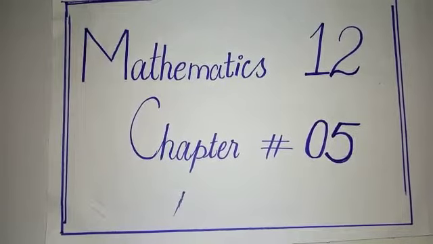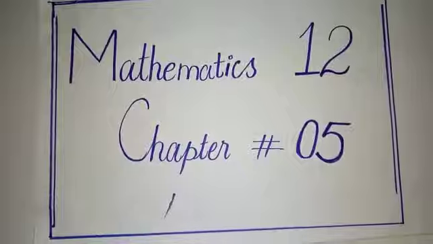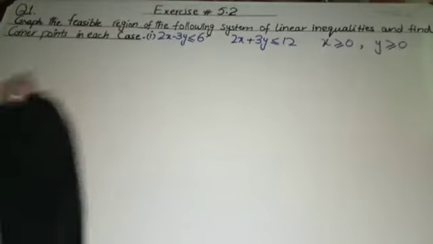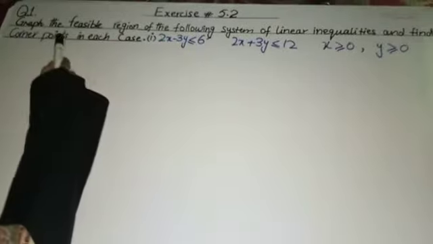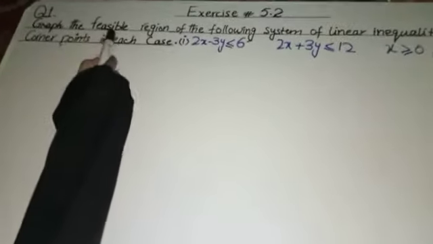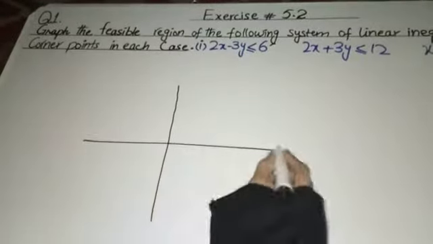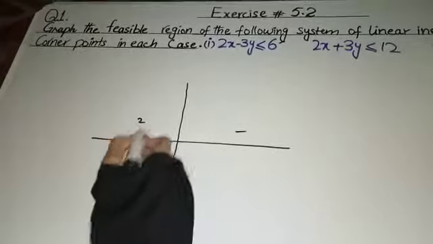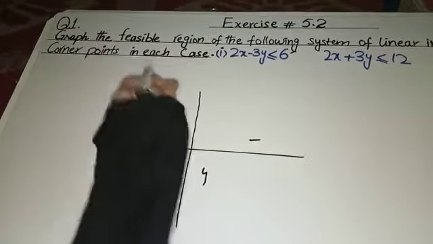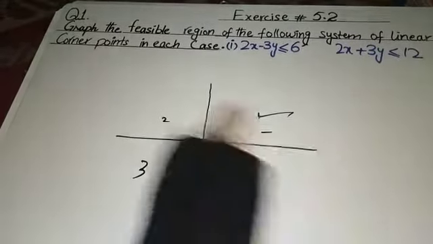Today we are going to start the next exercise of chapter number 5, that is 5.2. Question number 1 of exercise 5.2. Graph the feasible region. Feasible region means a region, as we know there are 4 coordinates, coordinate number 1, 2, 3 and 4. A graph which lies in the first coordinate is known as the feasible region.